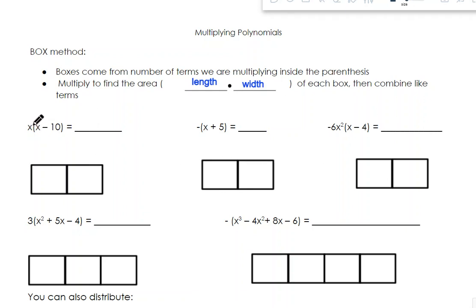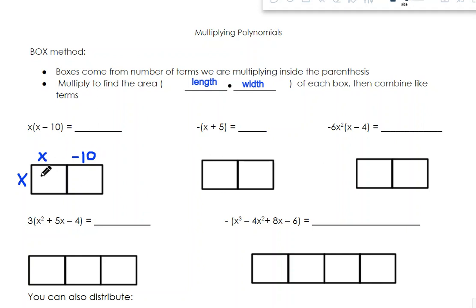So I see this as x times (x minus 10), and that's in the parentheses here. I have one term, that x, so my box is one box long. And I have two terms, x minus 10, so my box is two boxes wide. So I'm going to have x and minus 10. Those are my two terms. Now I have to find the area of each box.